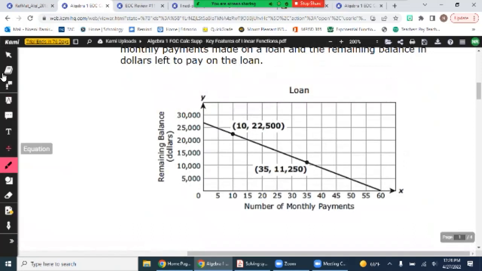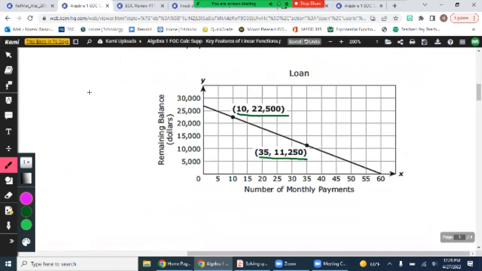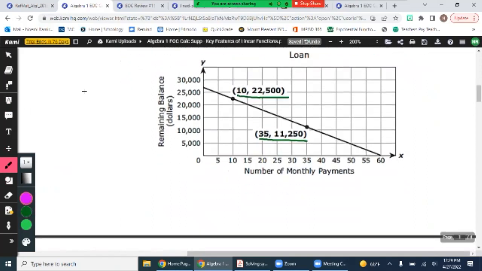Because it has 2 points on there. Now, what can you do with those 2 points? Correct. You could just punch those into stat edit. Now, remember, I have told you in the past that you need to create a table, because 3, maybe 4 out of 10 times, I'll have a student that puts the 10 and the 22,500 on the same side of the table. So make sure you separate them.